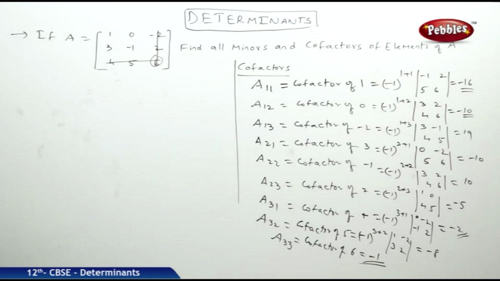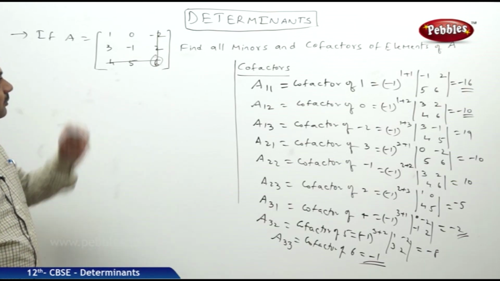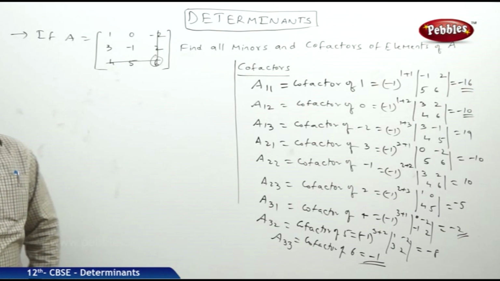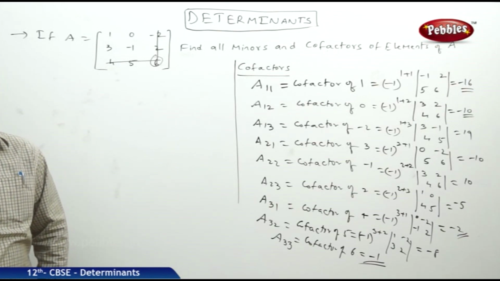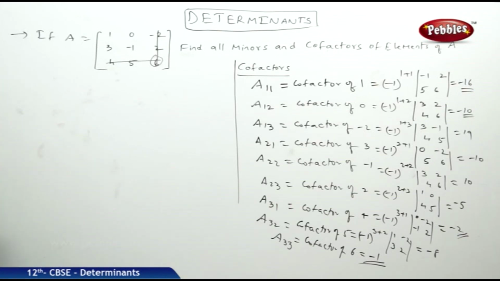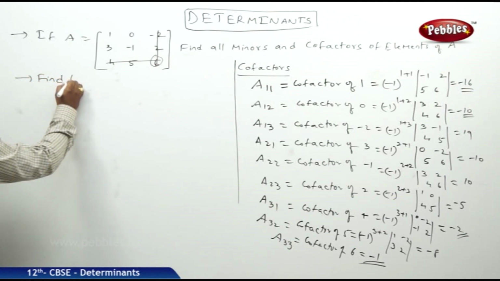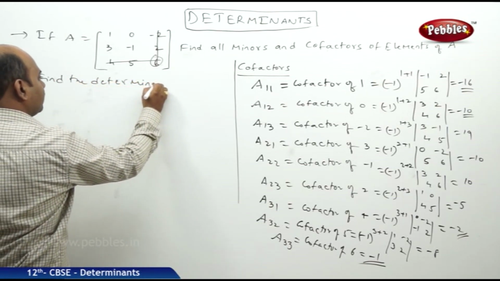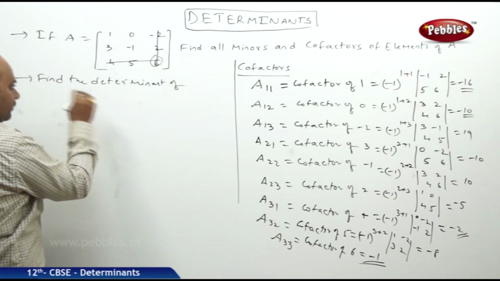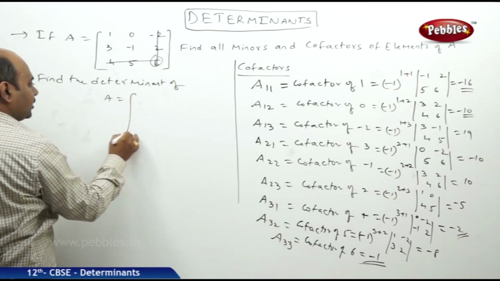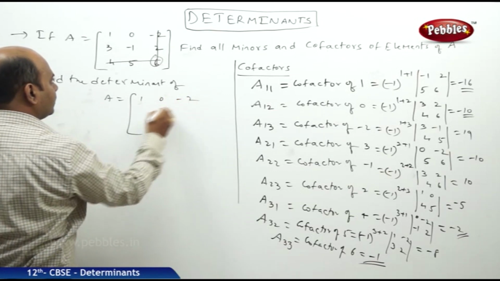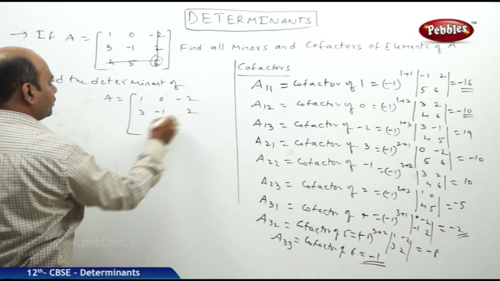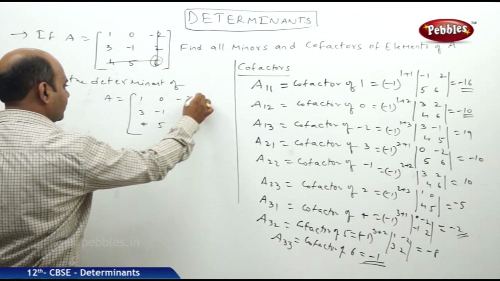Now we shall be seeing how, for the same matrix, we can find out the determinant, right? For the same matrix we will be finding out the determinant. That means a question will be given to you: find the determinant of capital A. For the same matrix we will be finding out: 1, 0, minus 2, 3, minus 1, 2, 4, 5, 6.